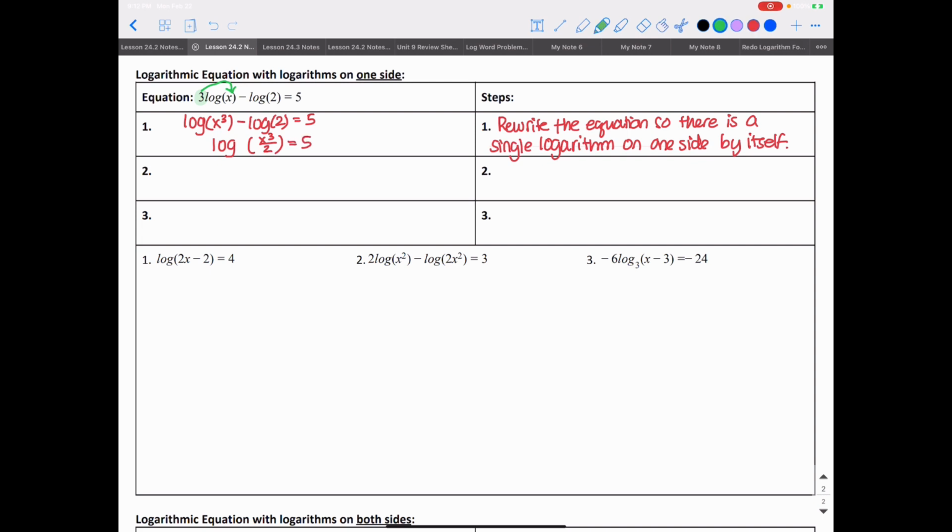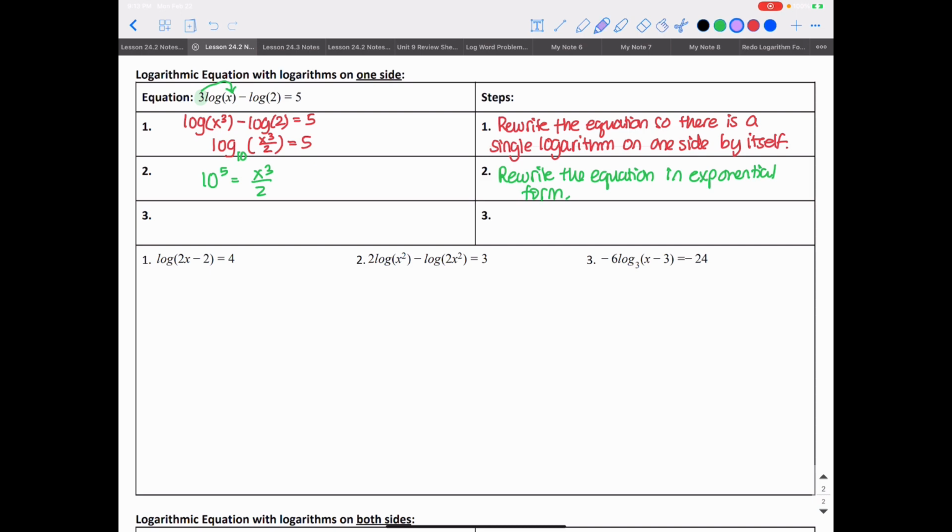The next thing I'm going to do is rewrite the equation in exponential form. So when I have a missing variable in logarithm form and I can't solve it, I change it to exponential form. What I need for that is I need to know what the base is here. I know if I don't see a base, the base is 10. I'm taking 10, I'm raising it to the 5th power, and that's going to give me what's inside of the logarithm. So I have 10 to the 5th power is equal to x cubed divided by 2.